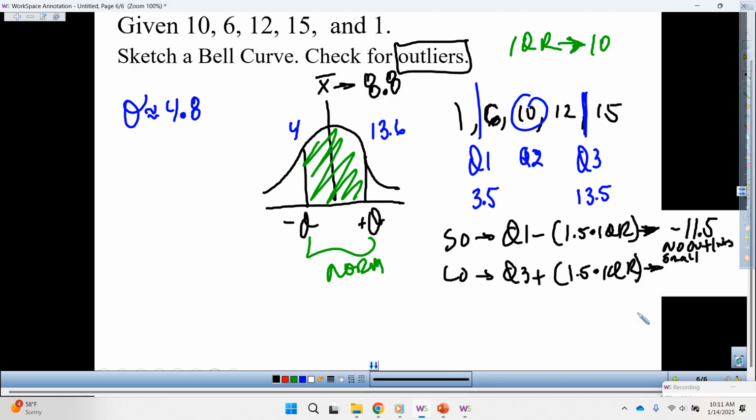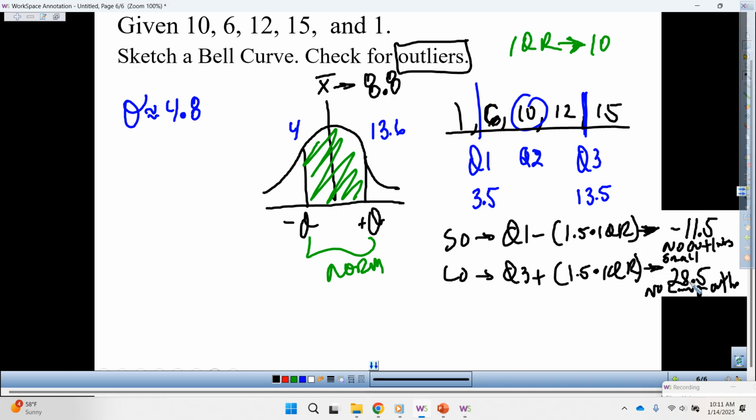All right. How about for the large? Carter? Cole? What's that magic number? 28.5. Hands that got 28.5? All right, so therefore no large outliers. Why not, Mr. Q? Because there's nothing beyond 15, and this one says 28.5 and above is an outlier.